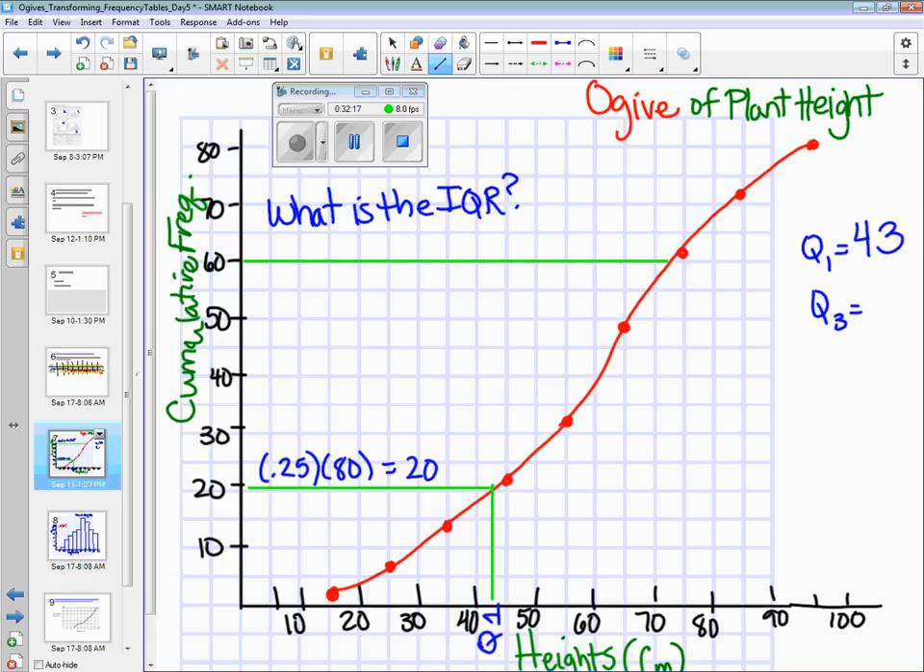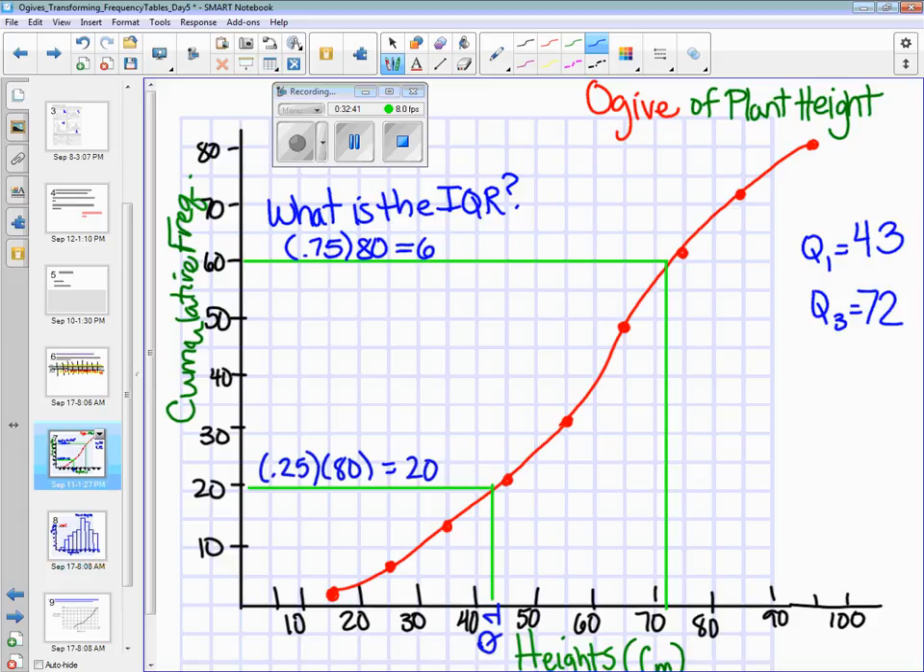Good point. So back to quartile 3, we're at 60. We go where it hits the graph, and we go down perpendicular. Mine looks to be about 72, I think. 73. One or two off in either direction is going to be okay. It's an approximate answer here. So we're looking for 75% of 80, which was 60, and that's going to be Q3. So we're going to write Q3 here.